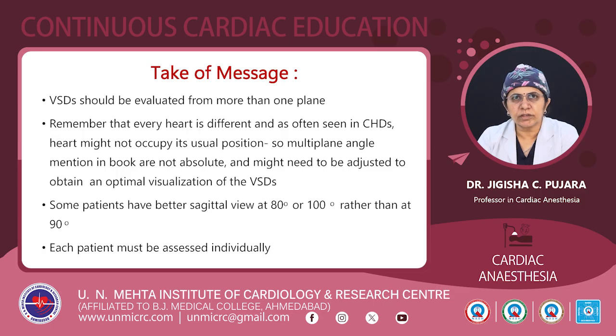If you cannot get the VSD properly as mentioned in the book, you should change the angle 10 to 20 degrees more, or anteflex, retroflex, and rotate right and left, because in situations like situs ambiguous and mesocardia it is difficult to evaluate all the views as the standard mentioned in the book. So one should develop expertise in these also, and some patients have a better sagittal view at 80 degrees or 100 degrees rather than 90 degrees, and each patient must be assessed individually.